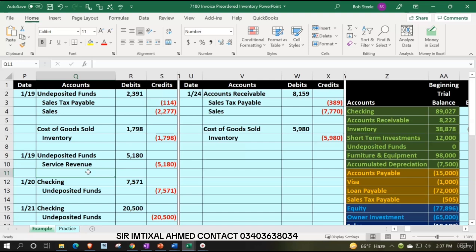Then when we receive it, we record the inventory on the books, and then we're going to turn around and sell it to the customer who requested it.